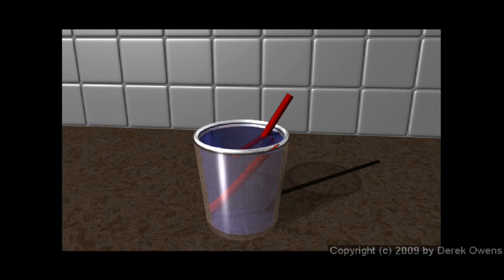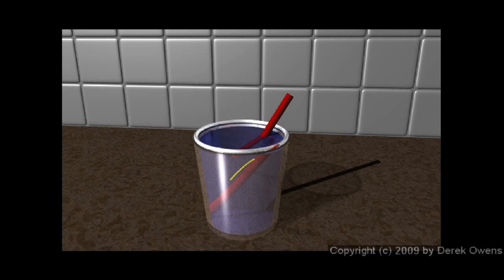Now we're going to talk about refraction, and here's a graphic showing some refraction. This is a glass of water with a straw in it, and you can see the apparent bend in the straw. The straw is in this orientation, but when you look through the surface of the water, you see it in another orientation. It appears to be bent.